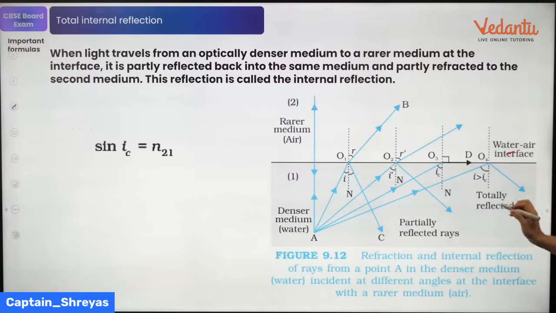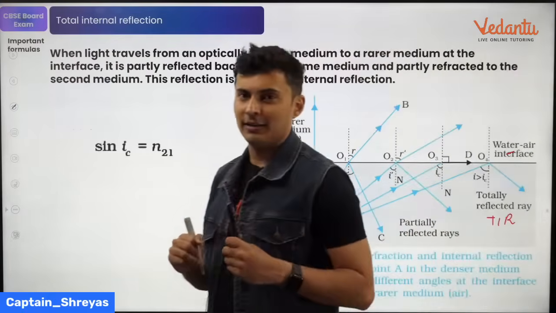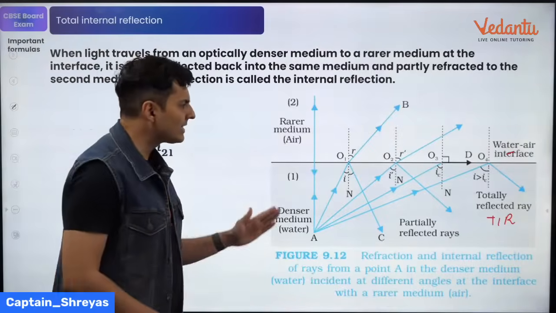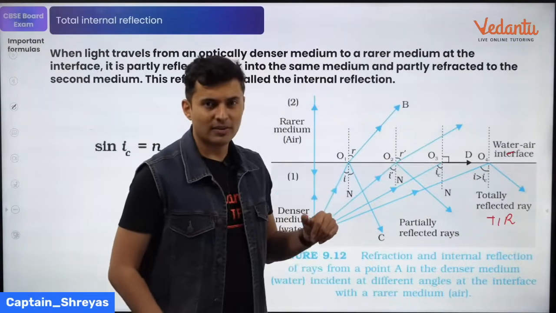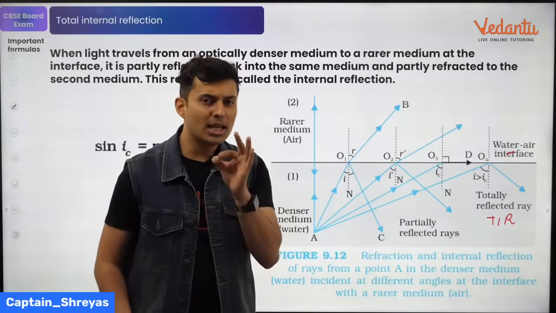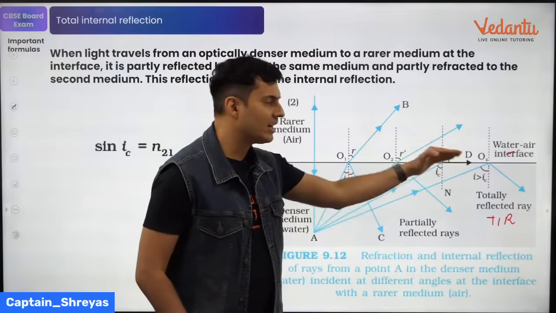This phenomenon is called total internal reflection, TIR. This happens if the angle of incidence is more than or equal to the critical angle. Critical angle is that angle at which the ray grazes through the surface, or basically where total internal reflection just begins. That's the critical angle.